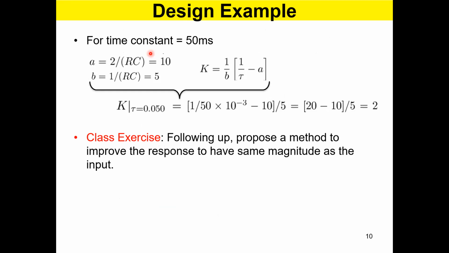Can somebody suggest a method? Propose a method to improve the response to have same magnitude as the input, that is unity DC gain. How are we going to adjust the DC gain to make it unity? Any ideas? Any suggestions?